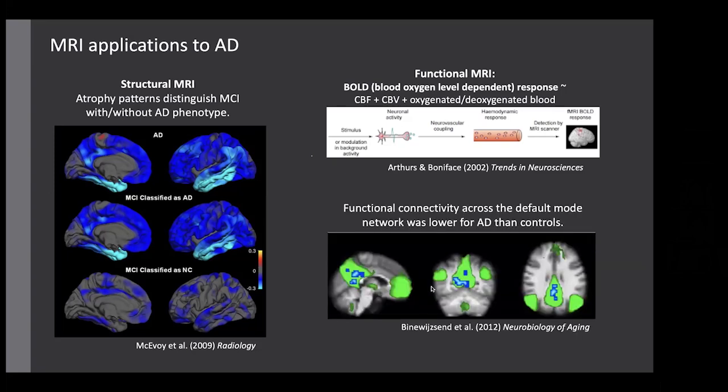So just as an example of using fMRI in Alzheimer's disease, this study identified areas that were functionally connected. So they showed correlations in that bold response across a region of the brain called the default mode network. And they found that individuals with Alzheimer's disease showed lower functional connectivity in this network compared to controls.